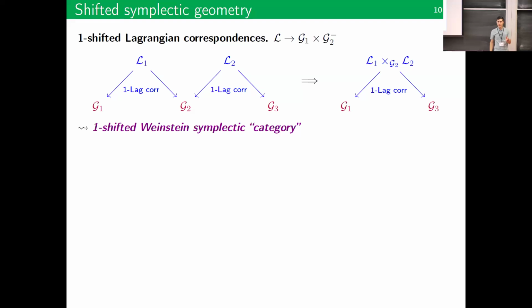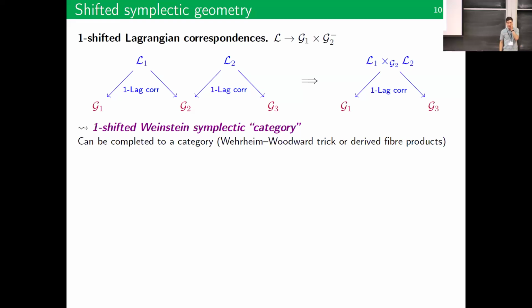Okay, so from that you can construct some kind of one-shifted version of the Weinstein symplectic category where the objects are now one-shifted symplectic stacks and the morphisms are one-shifted Lagrangian correspondences. So there's still the issue, it's a "category" in quotation marks, as in the original Weinstein symplectic category, because you have to require that the intersection is transverse in order to get a meaningful one-shifted Lagrangian. So not all compositions are well defined, but you can still complete this to a category in many different ways.